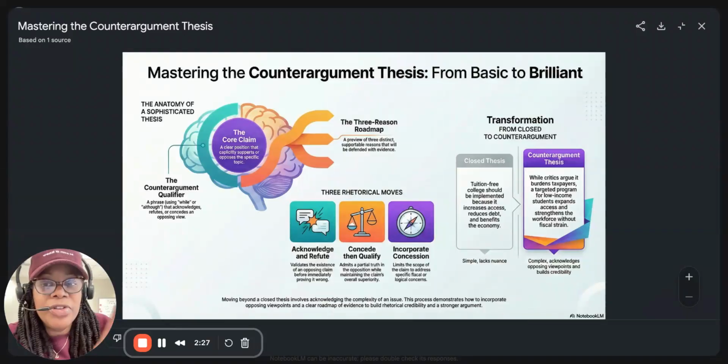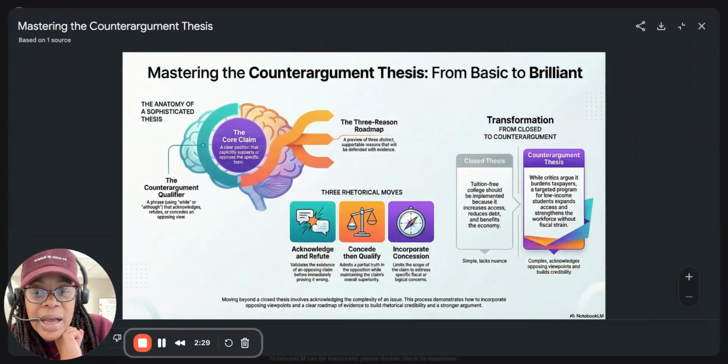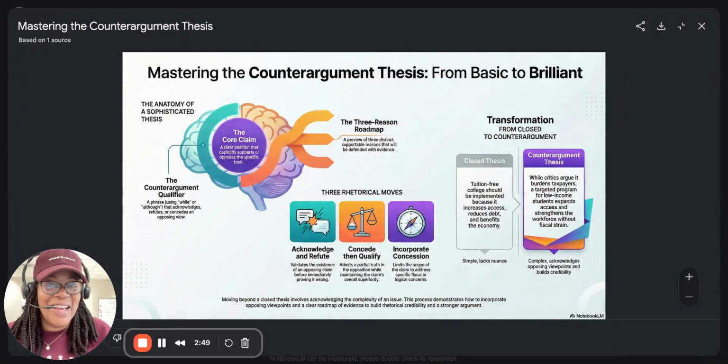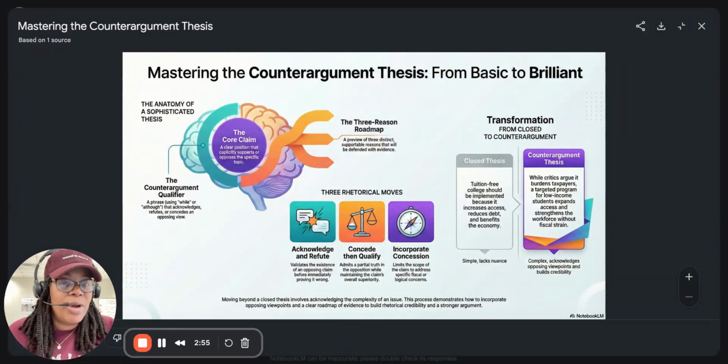The top three reasons, if you're still looking at that core claim, it is the top three reason roadmap. A preview of three distinct supportable reasons that will be defended with evidence. Sorry, it's so tiny for me. Three reasons that will be defended with evidence. So remember, whenever you're trying to argue a point, you've got to have some support for that.